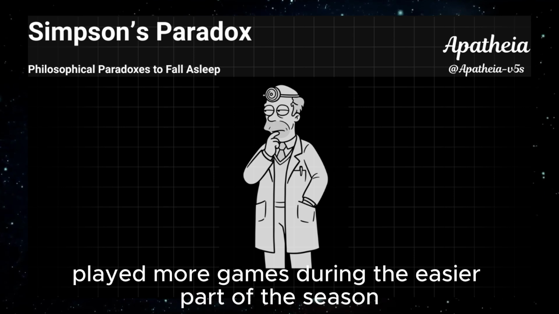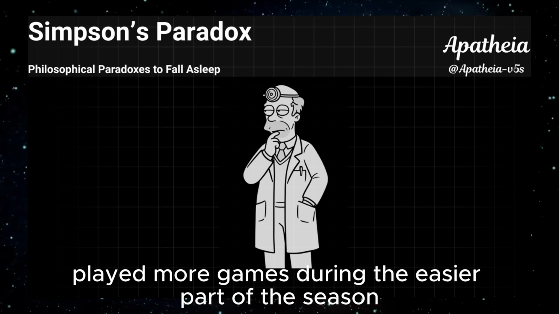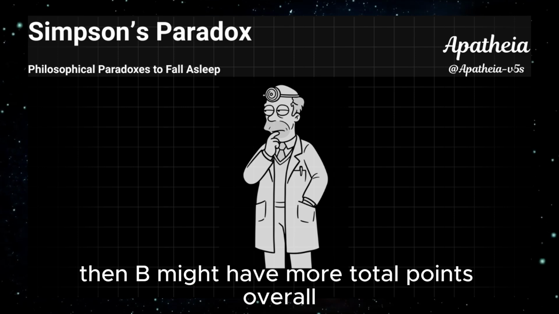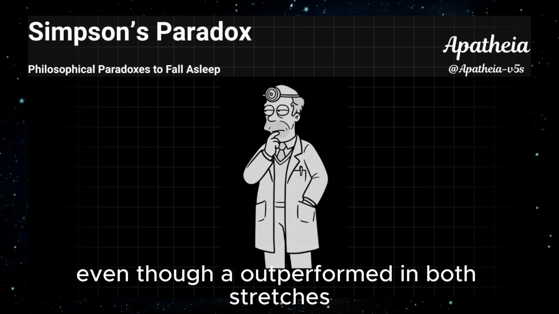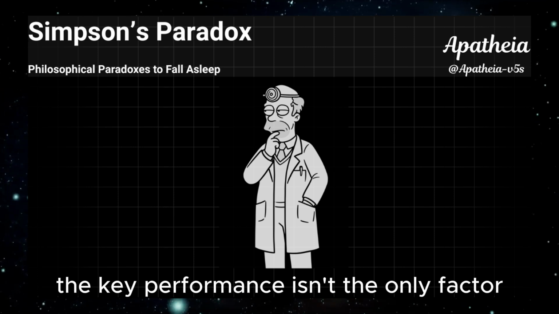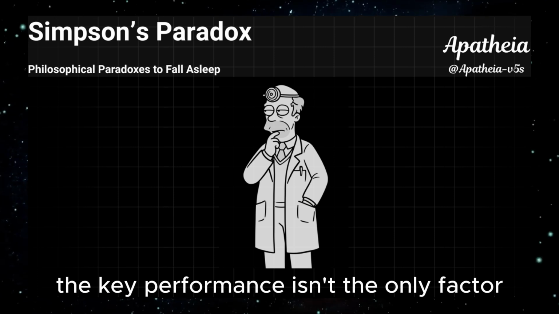But if B played more games during the easier part of the season, and A played more during tough games, then B might have more total points overall, even though A outperformed in both stretches. The key: performance isn't the only factor.